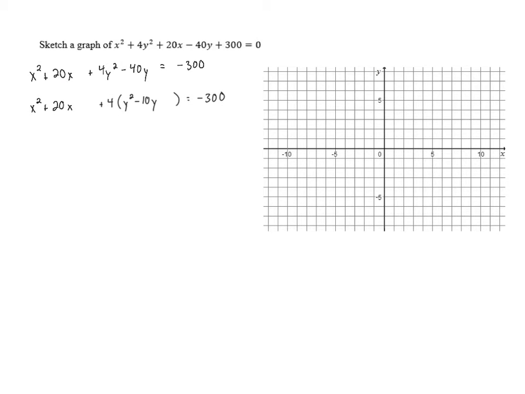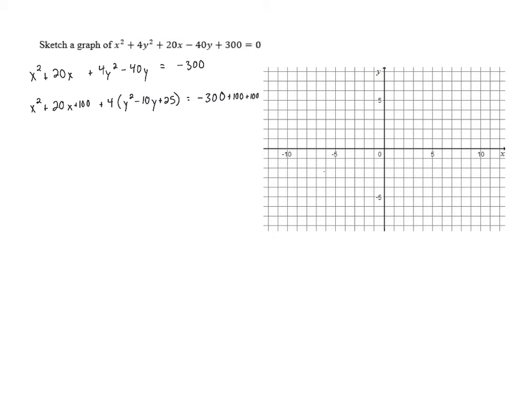Now let's complete the squares. For the x terms, we take 20 divided by 2, which gives us 10, and we square that to get 100. So we're going to add 100 there, which means we also have to add 100 to the right-hand side. And then for the y's, we take the negative 10 divided by 2 to get negative 5 and square it to get 25. But what we're actually adding is 4 times 25, which is 100. So we'll also have to add 100 to the right-hand side.